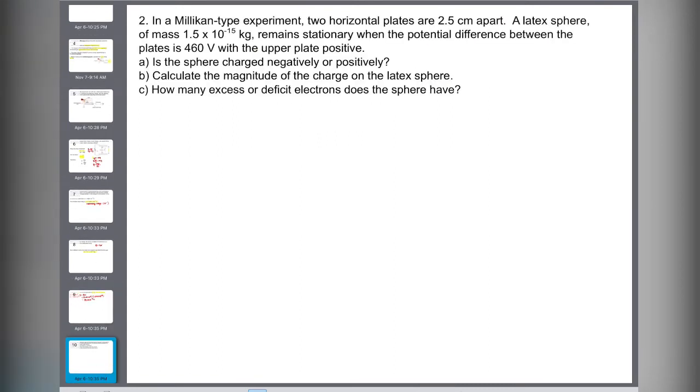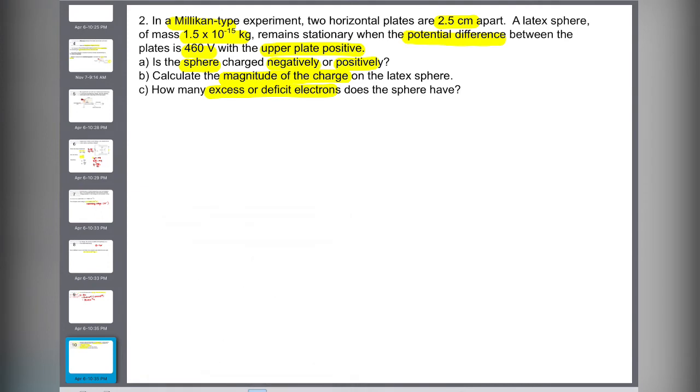Next question. In a Millikan type experiment, 2 horizontal plates are 2.5 centimeters apart. A latex sphere with a mass of 1.5 times 10 to the negative 15 remains stationary with a potential difference between the plates of 460. The upper plate is positive. What is the sphere's charge? Is it negative or is it positive? Calculate the magnitude of the charge and calculate how many excess or deficit electrons.